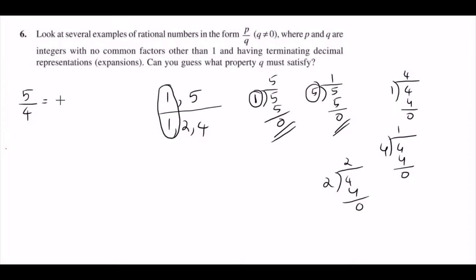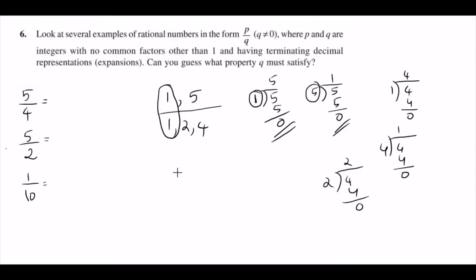Terminating decimal expansion means decimal expansions that stop. That is, when you do the long division, you have to get the remainder as 0. So here you have to tell the property of q. What is the thing that you can notice? So take some examples of rational numbers that have only 1 as the common factor. So 5 by 4, 5 by 2, 1 by 10. All these are rational numbers that have only 1 as the common factor.